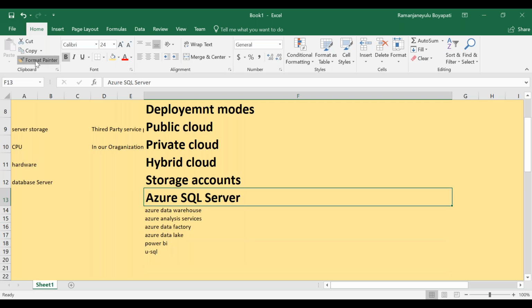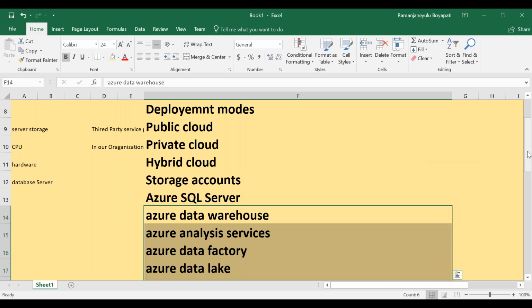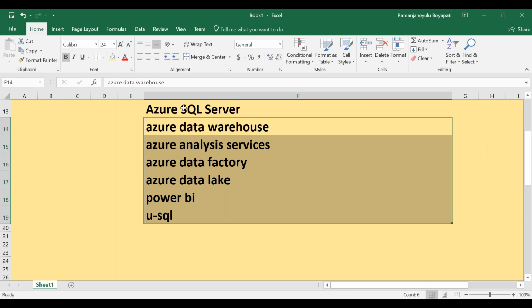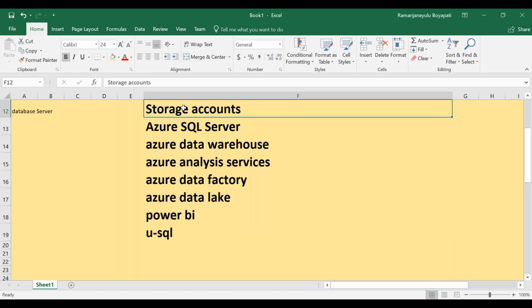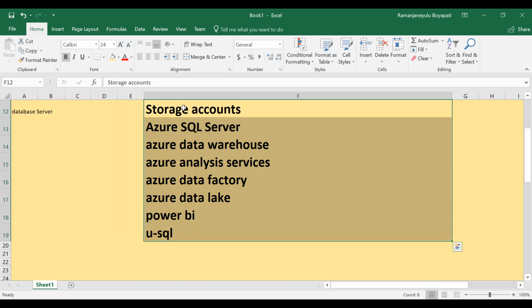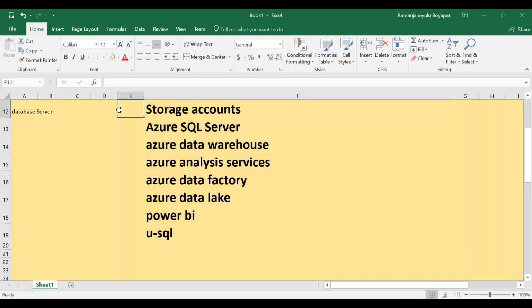As an MSBI and Power BI developer or SQL developer, you have to learn at least these: Azure storage accounts, Azure SQL Server, Azure Data Warehouse, Azure Analysis Services, Azure Data Factory, Data Lake, Power BI, and U-SQL. If you learn all these things, you are the hot cake in the market of BI technologies from Microsoft. You have more choices to get a job very easily.